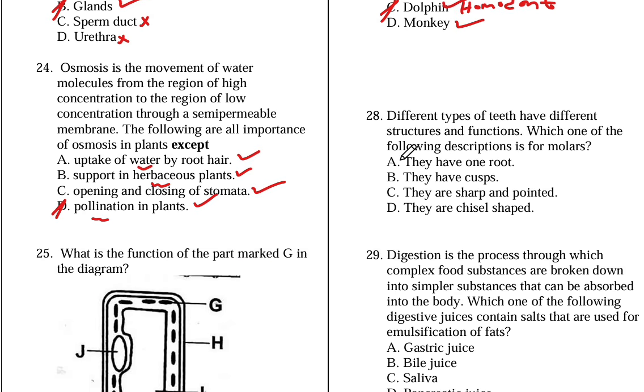Number 28. Different types of teeth have different structures and functions. Which one of the following descriptions is for molars? They have one root. Molars don't have one root. They have 3 roots. That is not true. They are sharp-pointed. This one is for canine, not molars. They are chisel-shaped. This one is for incisors, for biting and cutting. And therefore, molars have cusps, or what you call ridges. And therefore, it is B. The answer is B. The reason is for chewing and crushing food.